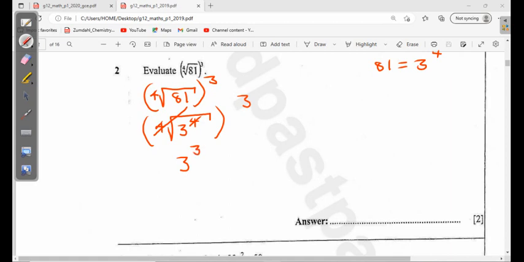And we know that 3 to the power 3 is a 27. Meaning 3 to the power 3 is just 3 times 3 times 3. 3 times 3 is a 9, times 3, that is a 27. So this is going to be the answer, 27.